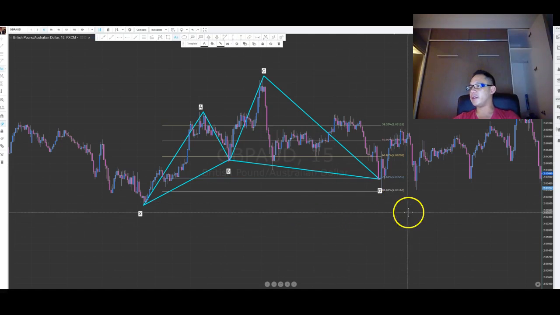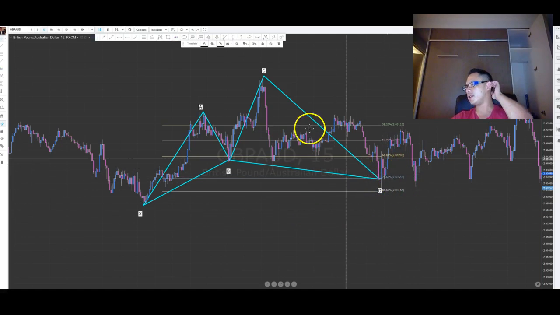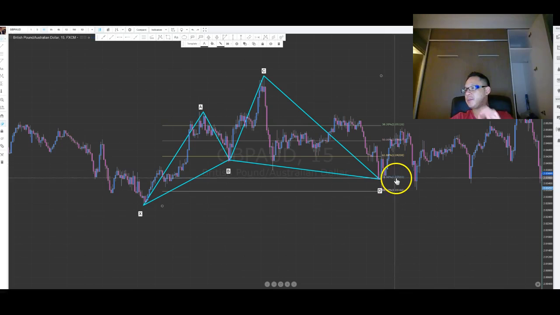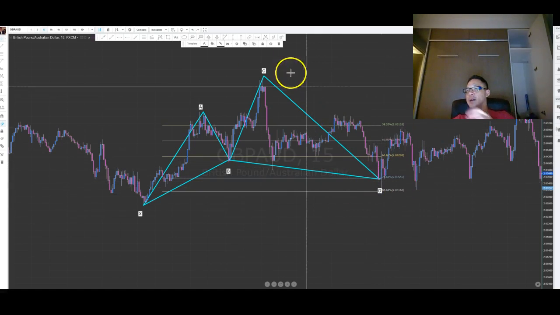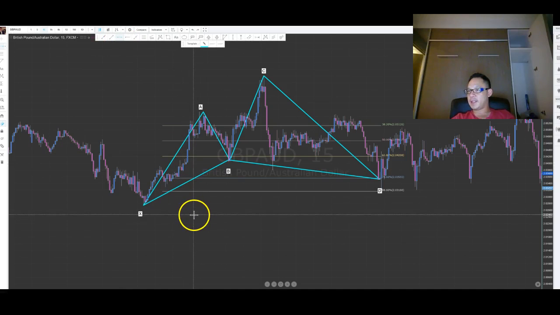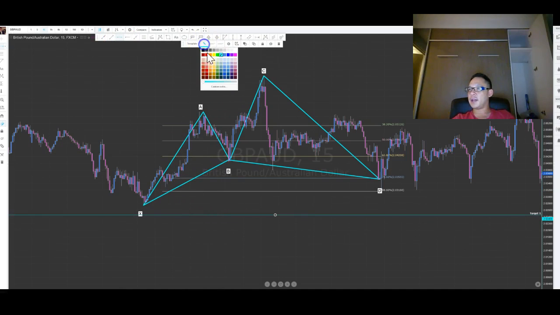So now we've got a valid entry. We can adhere at this point, as soon as the market touches the 78.6, you can enter at market right away. Or you can set a limit order and then wait for the price to actually hit it and then you can enter the trade. Now stops always go at least 10 pips below the next leg.